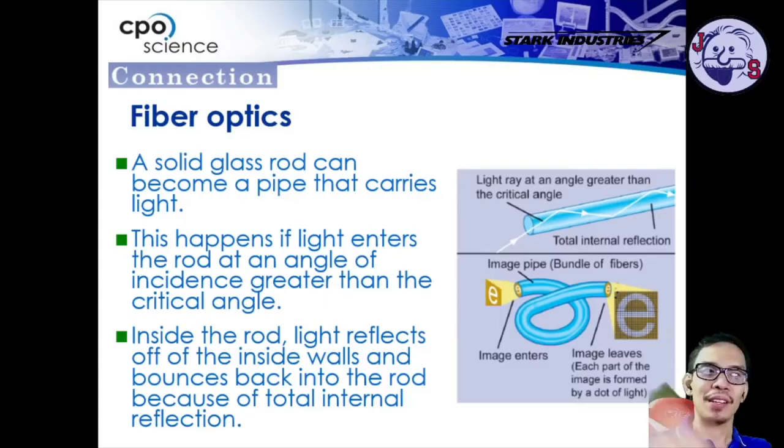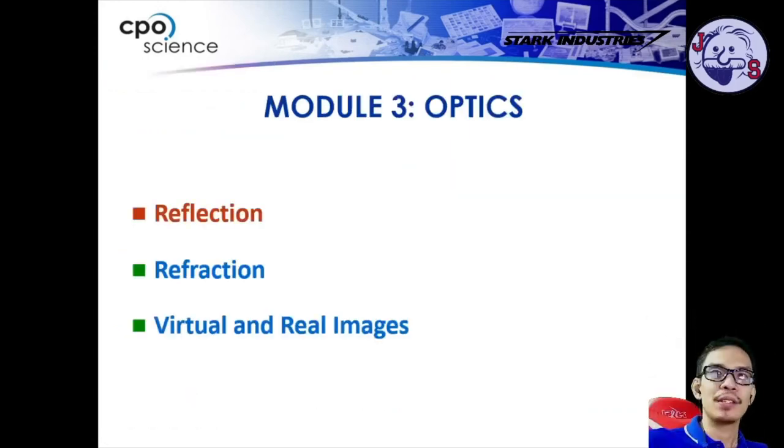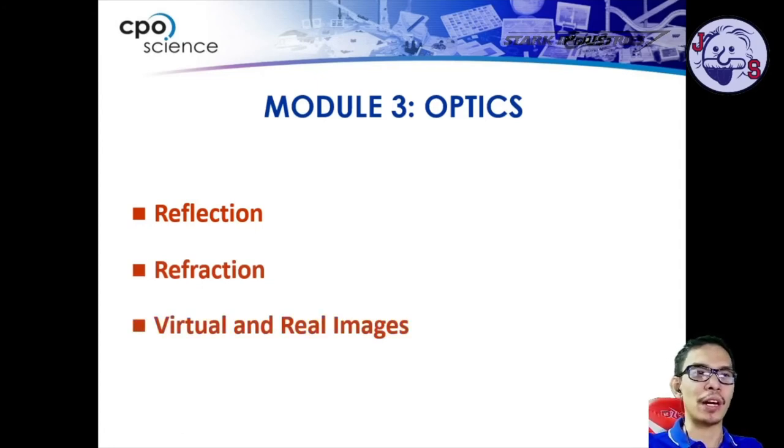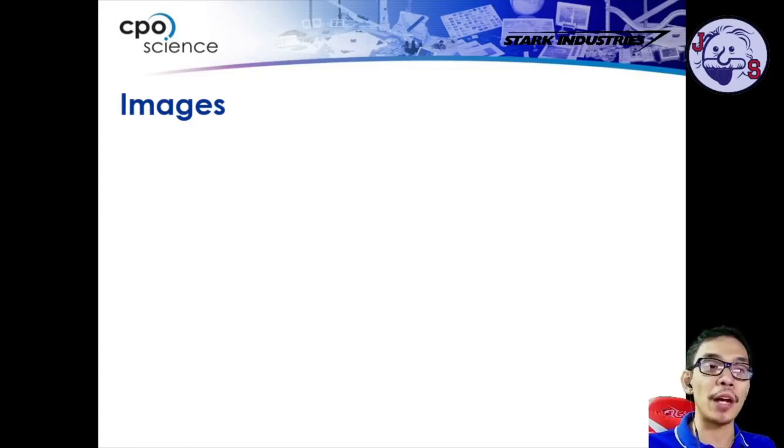So with that, let's go now to the next topic that we have, which is virtual and real images. We have the images. The images are formed based on how the light reflects and refracts. These are the basic things that you need to take note of in optics. Whenever the light interacts with another light ray, sometimes it forms an image and sometimes it doesn't.